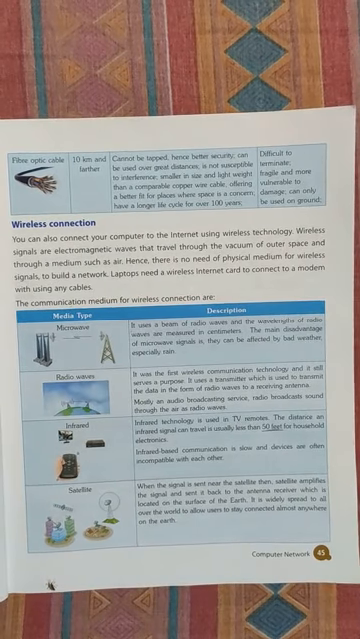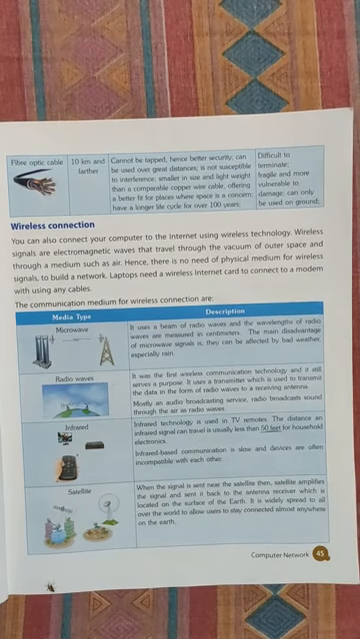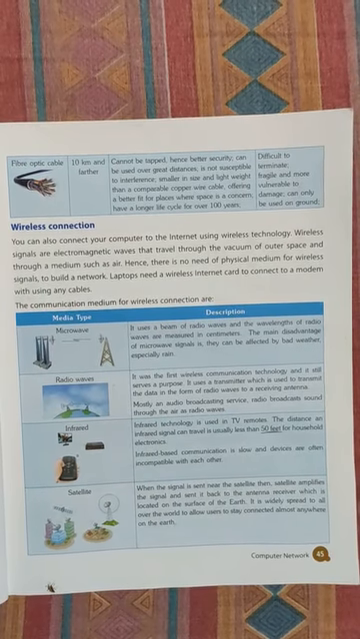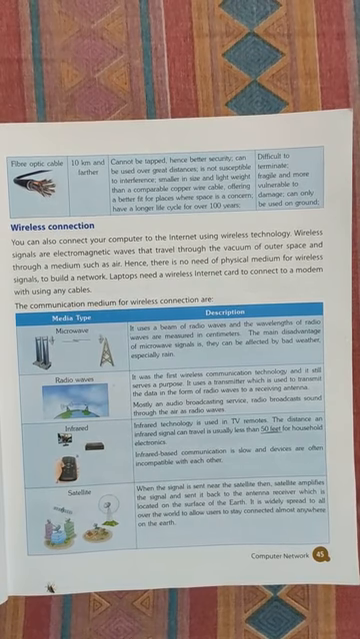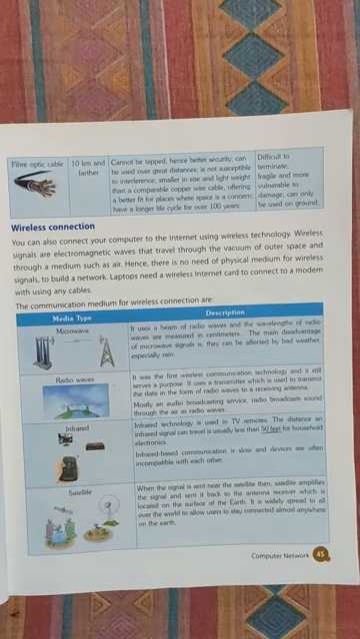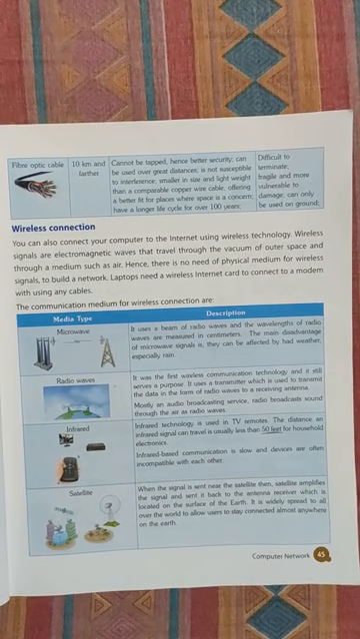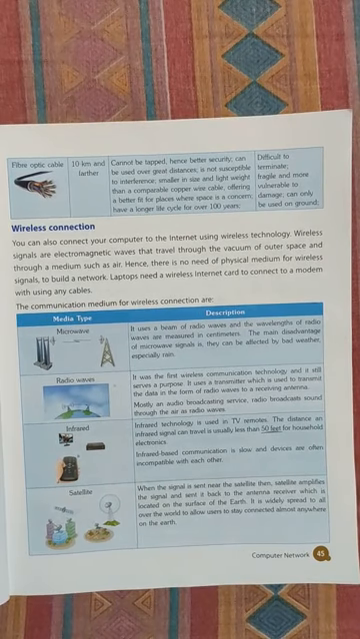Understood? Now satellite. When the signal is sent near the satellite, the satellite amplifies the signal and sends it back to the antenna receiver which is located on the surface of the earth. It is widely spread all over the world to allow users to stay connected almost anywhere on the earth.